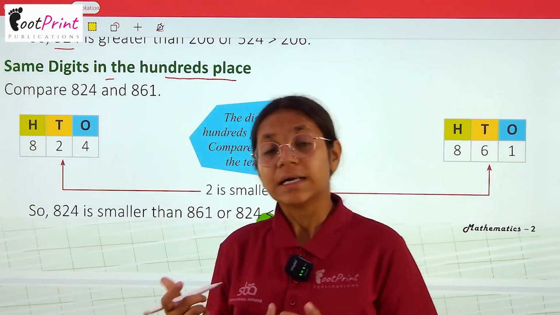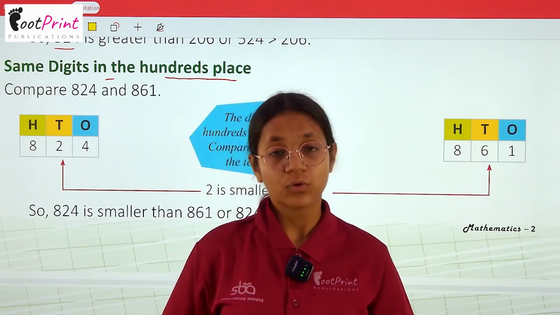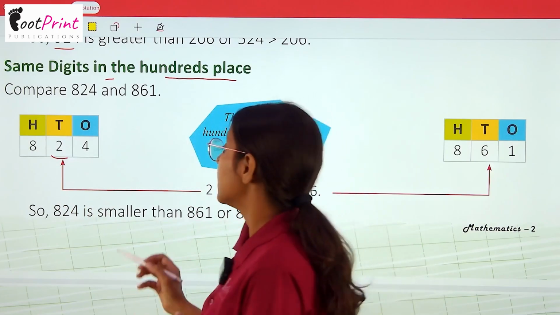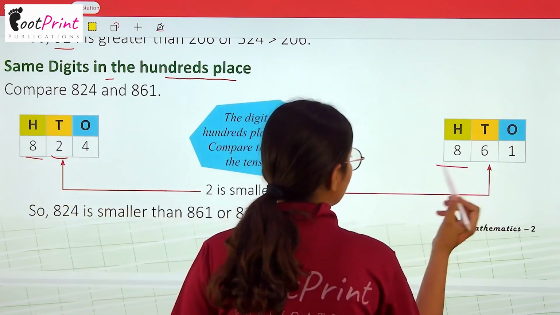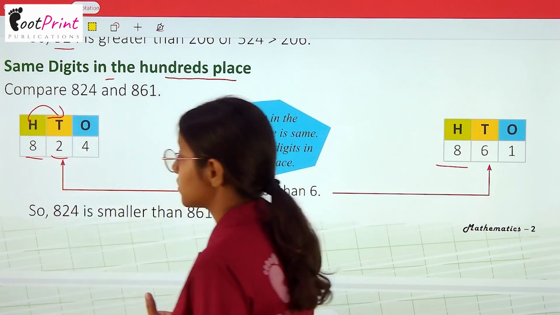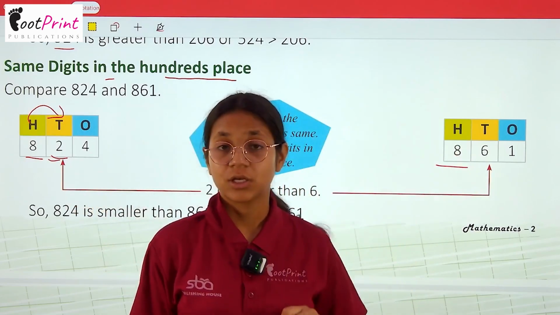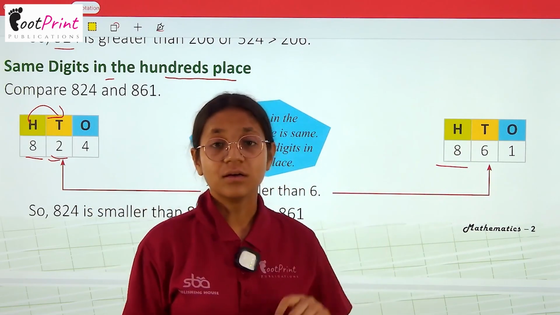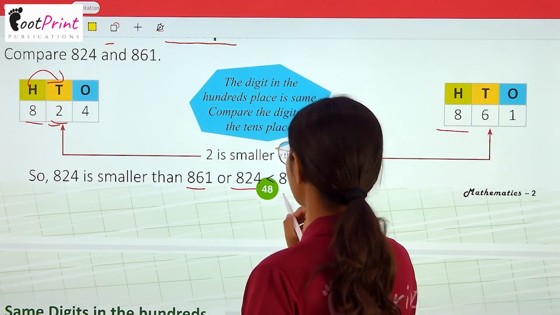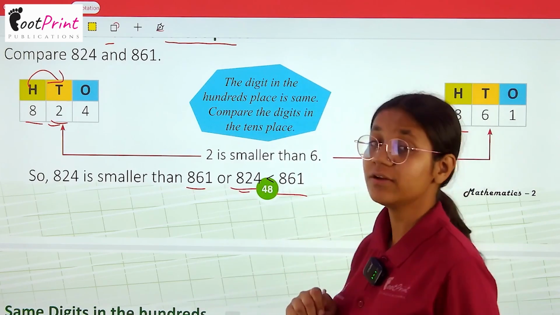If the 100 place also has the same number, 500 and 500, 400 and 400, so we will see the tens place. See, here 8 and 8 are equal. So what we do? We will go to the tens place. So see, here tens place has 2 and here tens place has 6. So we can easily say 6 is greater than 2. So we can write here 824 is lesser than 861, or we can say 861 is greater than 824.